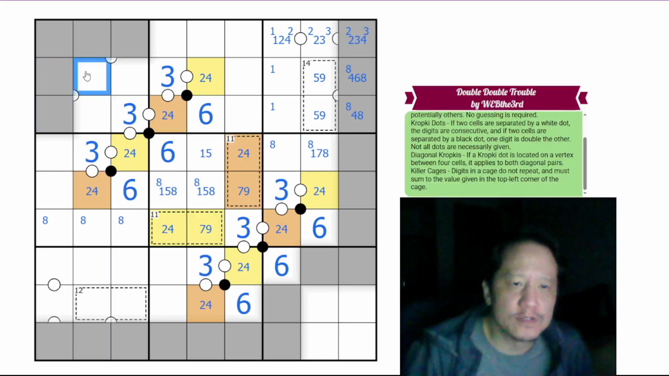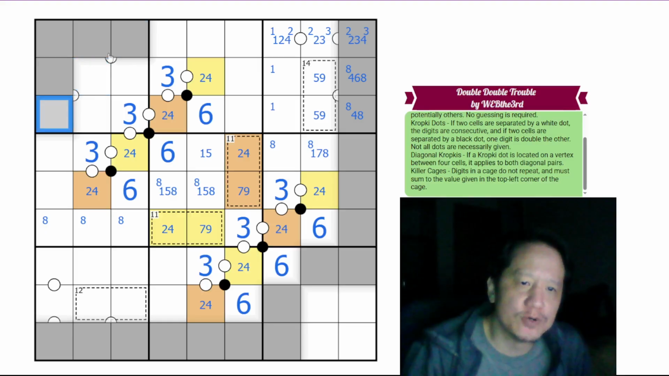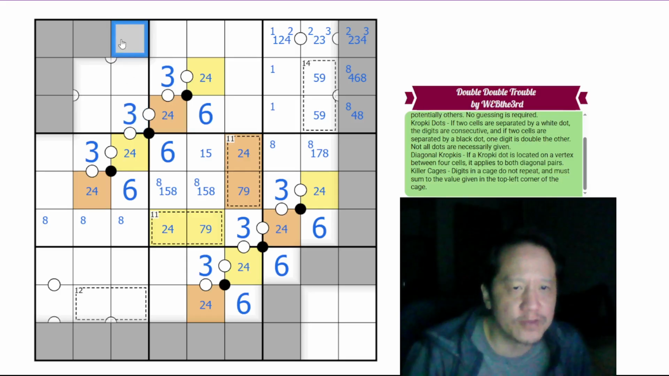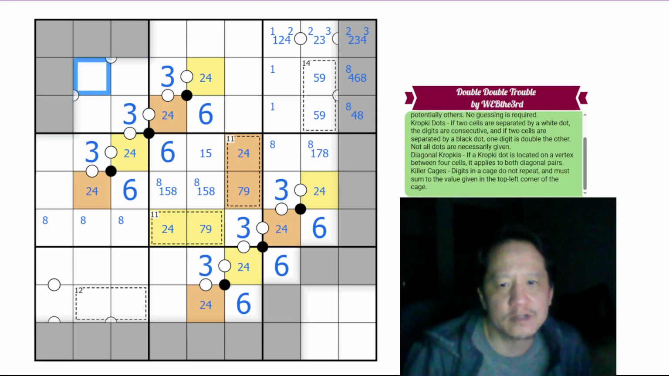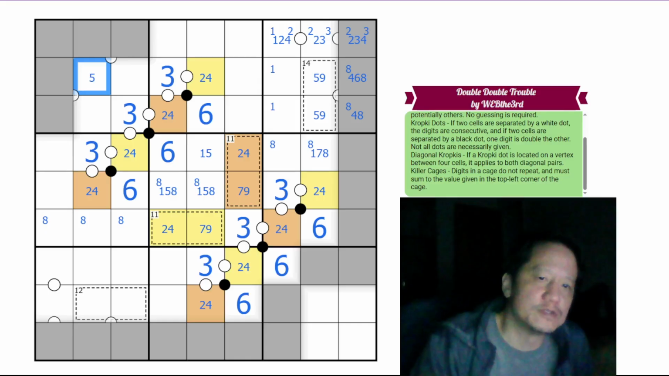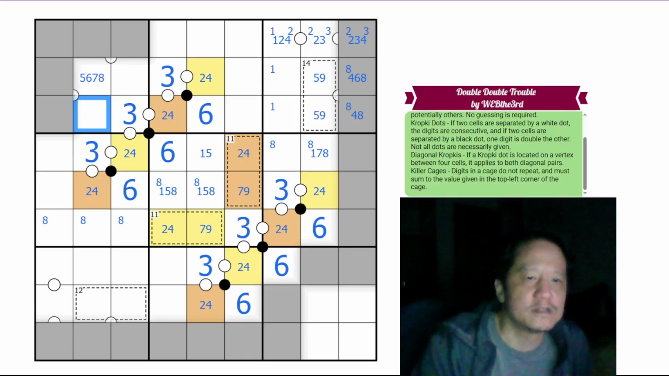This digit has to be consecutive with both of these digits. You cannot have 2 here because 1 and 3 would have to be there, and we already have the 3 in the box. 1 doesn't work. 9 doesn't work. 4 doesn't work because that would require 3 and 5 to be there, and we already have a 3 in the box. So this is 5, 6, 7, or 8. And that would force this.